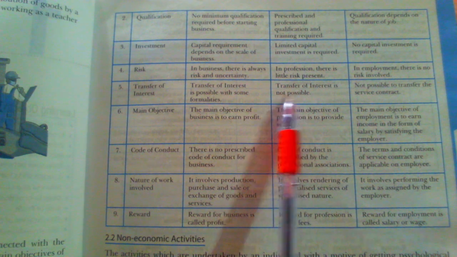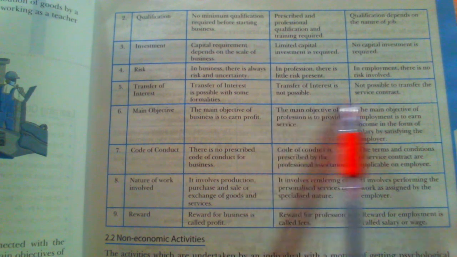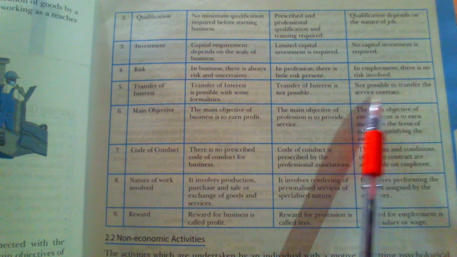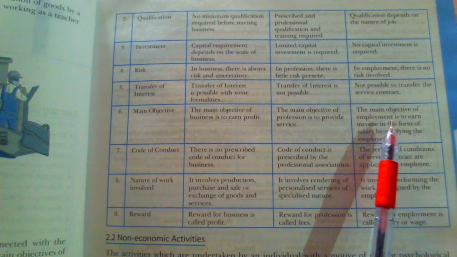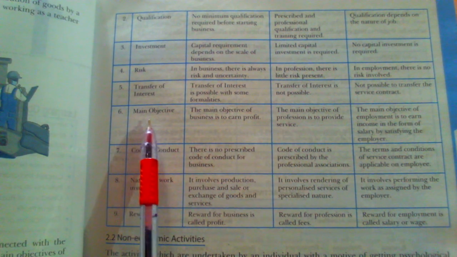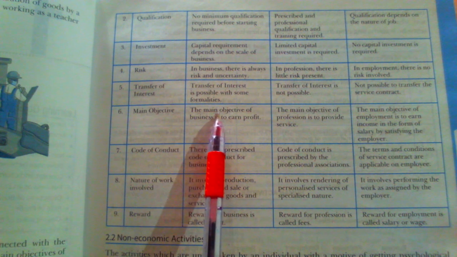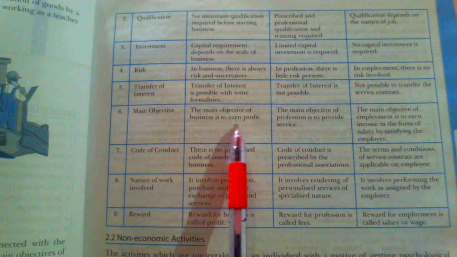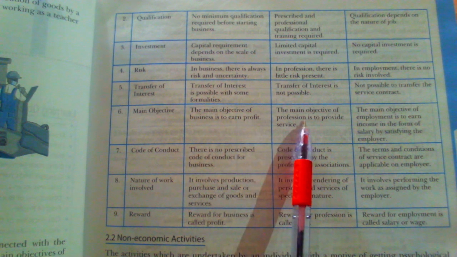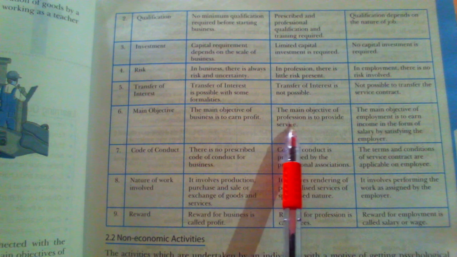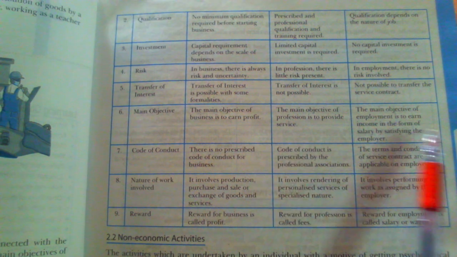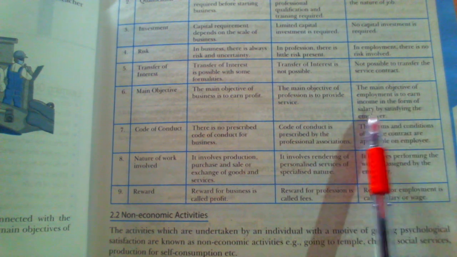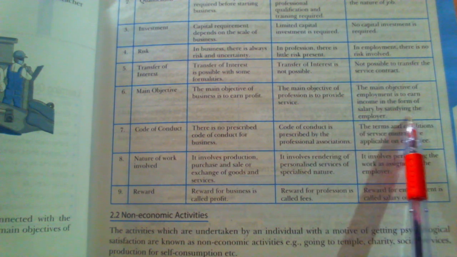In profession, transfer of interest is not possible. In employment, it is not possible to transfer the service contract. Next difference is in terms of main objective. The main objective of business is to earn profit. In profession, the main objective is to provide service. And the third one, employment: the main objective of employment is to earn income in the form of salary by satisfying the employer.